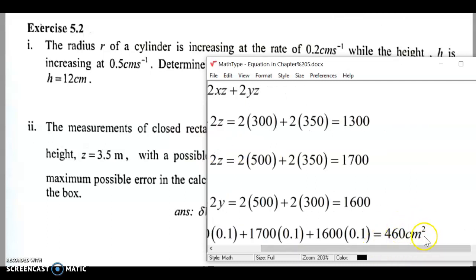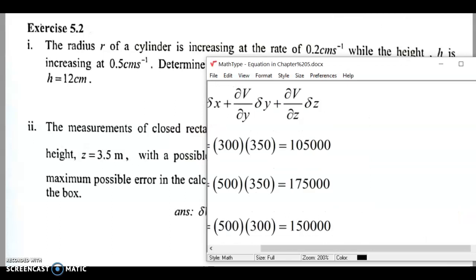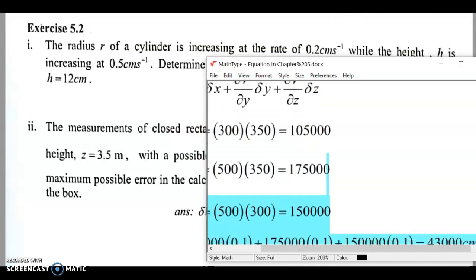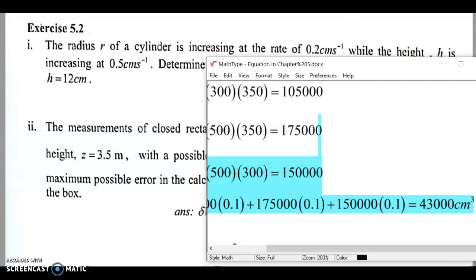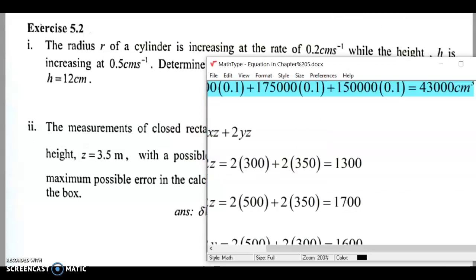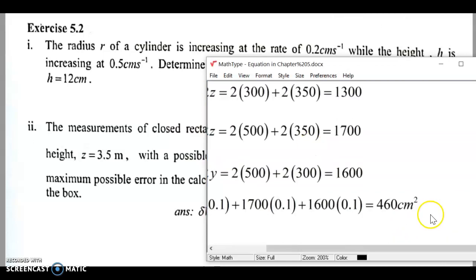And notice that I use the scale accordingly. When it talks about volume, I put the scale in cm cubed. When it comes to the surface, I put cm squared. Right? So that is about the small increment and rate of change. Thank you.